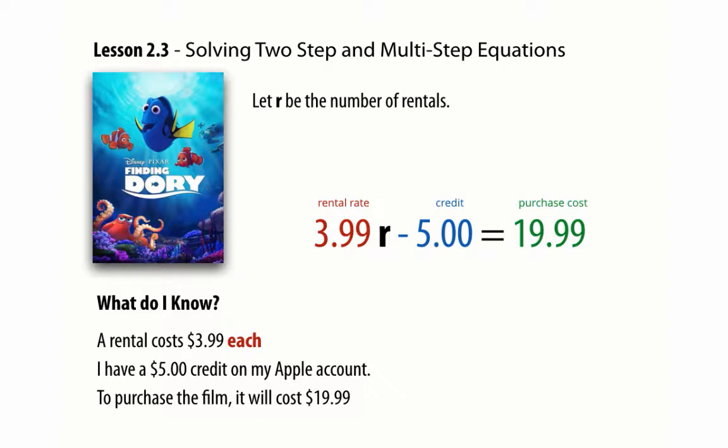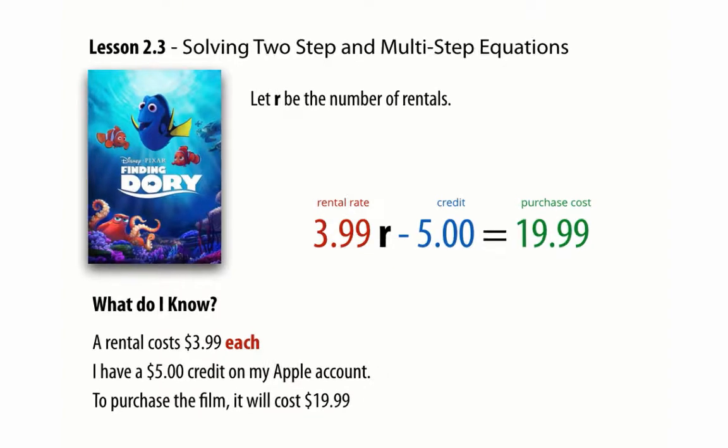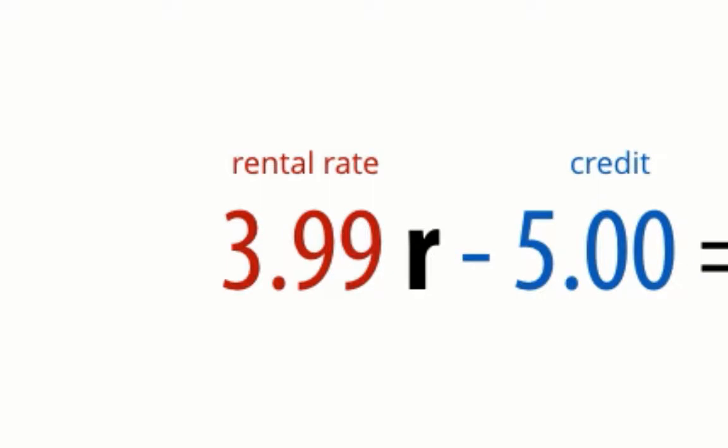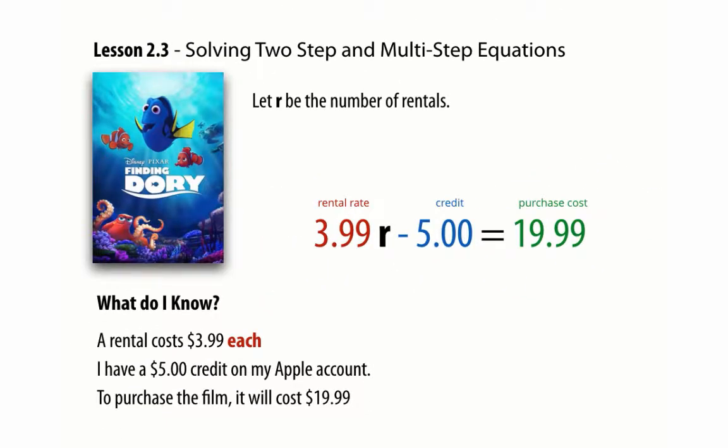First of all, I know that $3.99 is the rate. Why? Because of the word each. A rental costs $3.99 each. And from that key word, I know that this is a rate. So it's going to be multiplied. Also, notice that I don't see anything between the $3.99 and the R, and that implies multiplication. Sometimes we put a star or a dot there, but if you don't see it, it also implies a star or a dot.